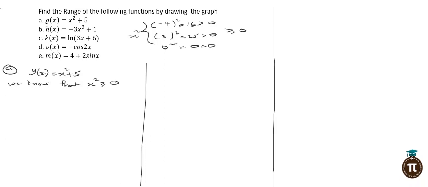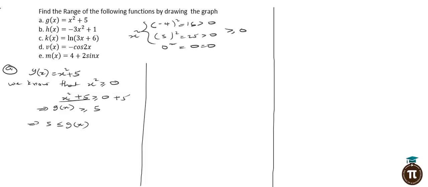So let me add 5 to both sides. I have s squared plus 5 greater than or equal to 0 plus 5. Do you get that? Because x squared is greater than or equal to 0, add 5 to both sides. x squared plus 5 will be greater than or equal to 0 plus 5. x squared plus 5 is exactly g of x. That means g of x is greater than or equal to 5. Or let me say 5 is less than or equal to g of x.